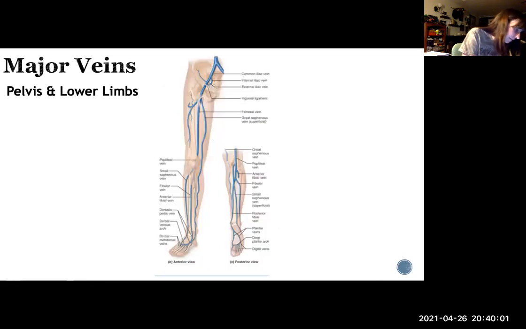Let's look at this. Common iliac, internal iliac, external iliac, which comes from the femoral, which comes from the popliteal, which comes from the combination of the small saphenous, the fibular, and the anterior and posterior tibial veins.